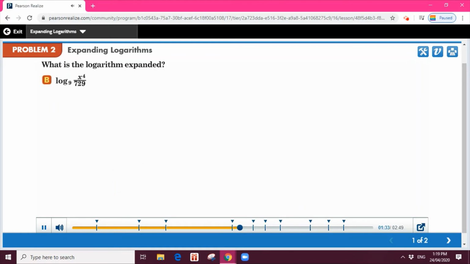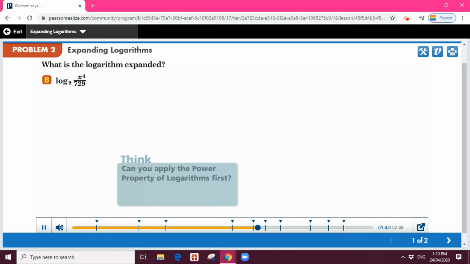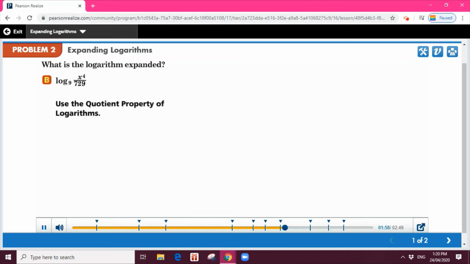Part B. What is log base 9 of x to the 4th power divided by 729 written in expanded form? Can you apply the power property of logarithms first? No. In the expression, the 4th power applies only to x. Use the quotient property of logarithms to rewrite the expression.